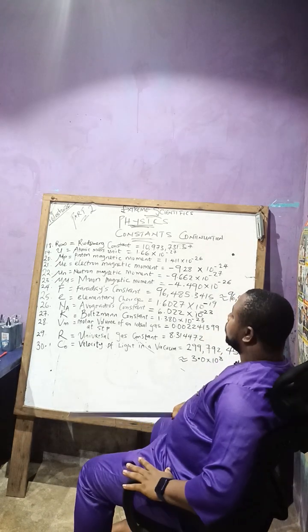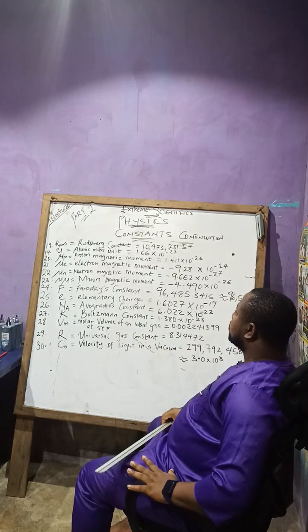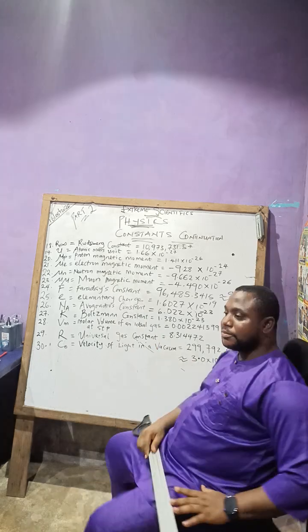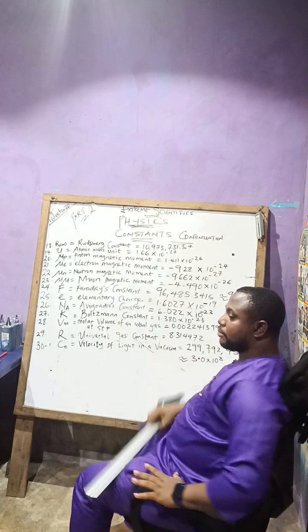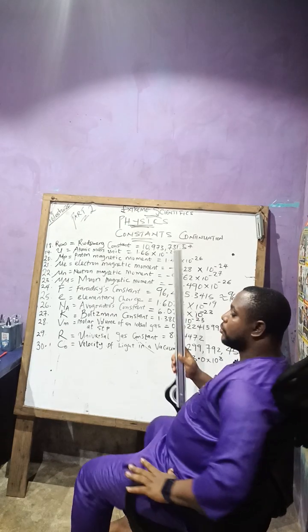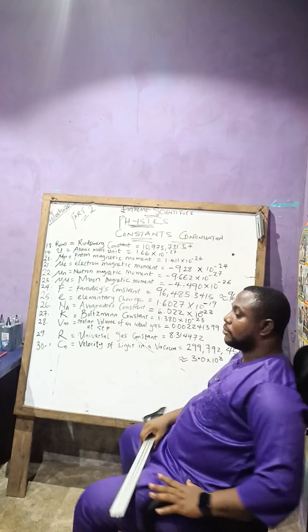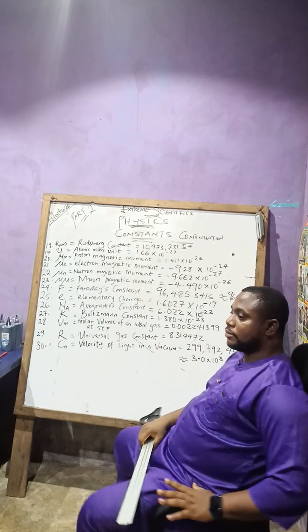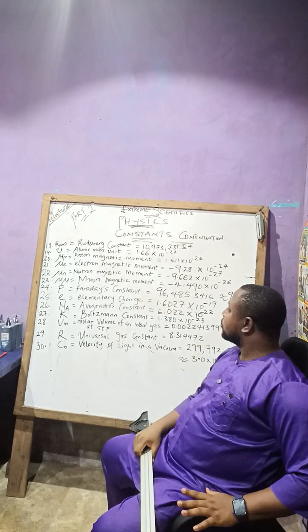Number 22, mu n, the neutron magnetic moment. It is minus 9.662 times 10 raised to the power minus 27.